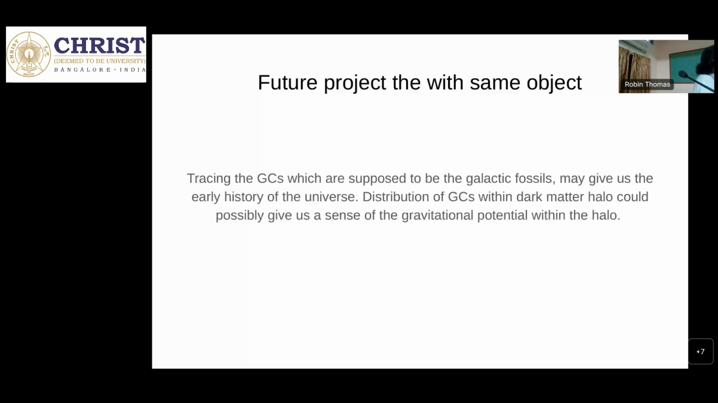Globular clusters are supposed to be galactic fossils. We need to do galactic archaeology there, and we'll probably be able to tell the early history of the universe. Globular clusters are supposed to form very early, and their distribution within the dark matter halo could give us a sense of the gravitational potential well, because we don't know exactly what shape the gravitational potential well of the dark matter is. So that we could also answer. With all that we discussed, I realized at the end of the project that I do not know anything. Thank you.